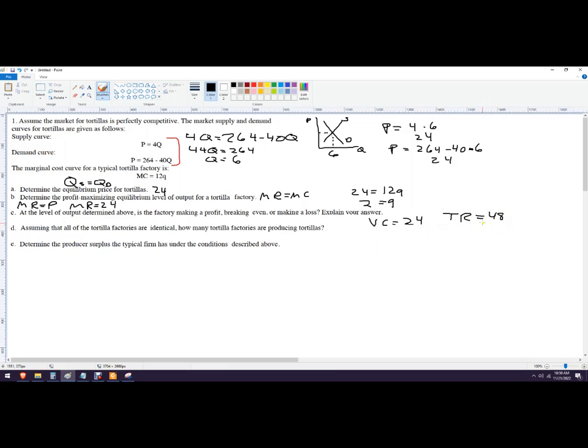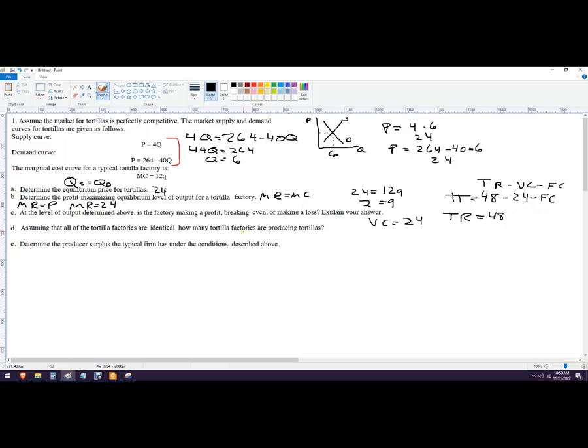So I can set up the problem with profit. 48 is my total revenue, minus variable cost, which we know is 24 for that many units, minus my fixed cost. So 24 minus FC: I will be making a profit as long as my fixed costs are $23.99 or less. If they're any more than that, then I'll be suffering a loss. So that's the answer there.